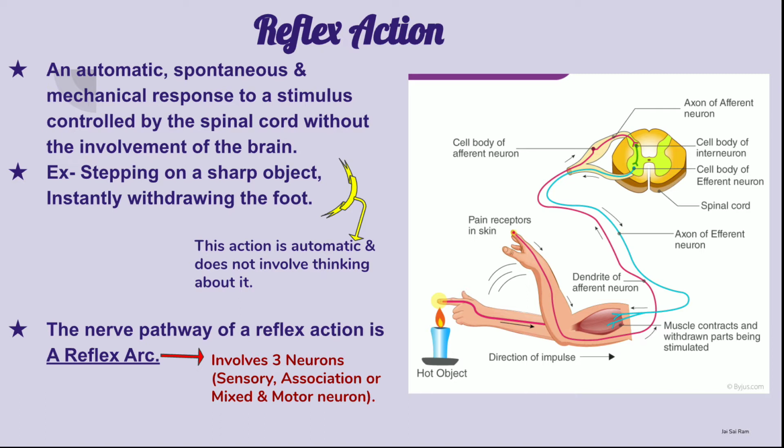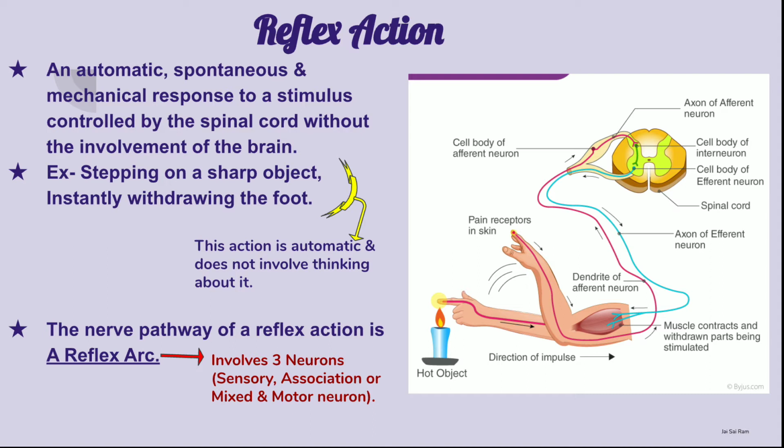For example, if you step on a sharp object, you instantly withdraw your foot. Why? Because this action is automatic and does not involve any thinking. We don't think at all about whether we will remove it or not. We just instantly remove the foot from the sharp object. So this is a reflex action. The nerve pathway of this reflex action is known as the reflex arc.